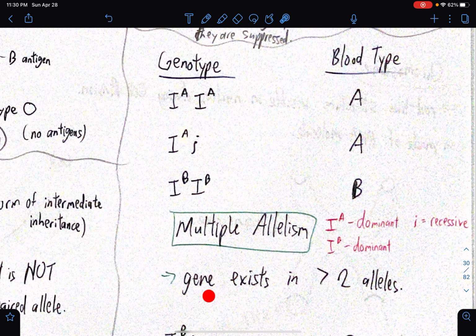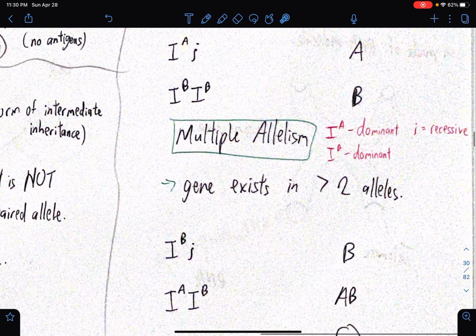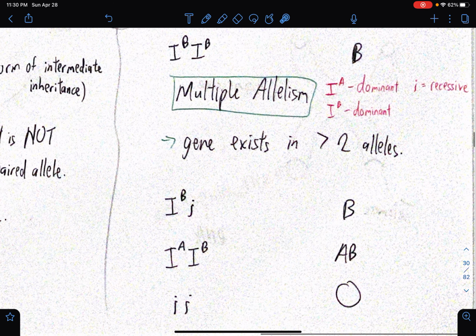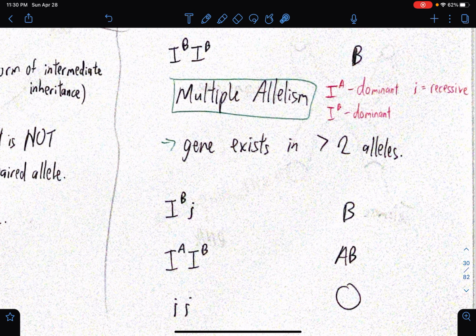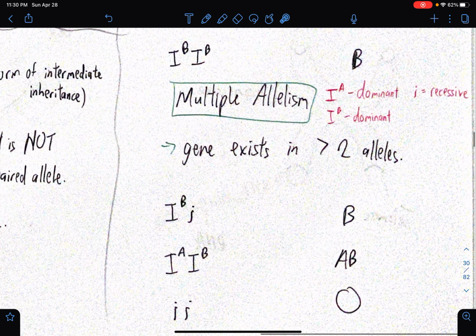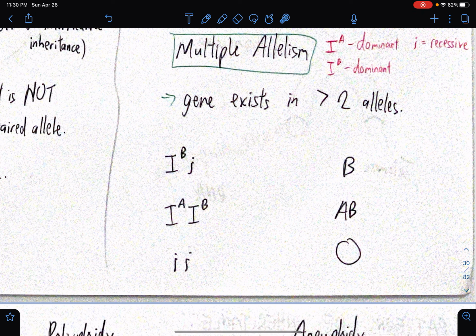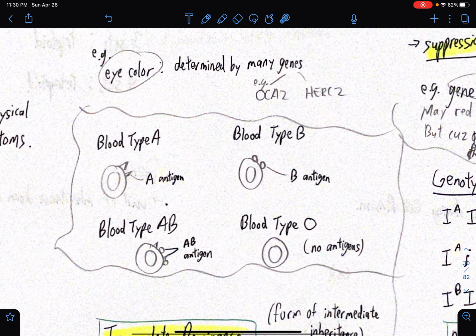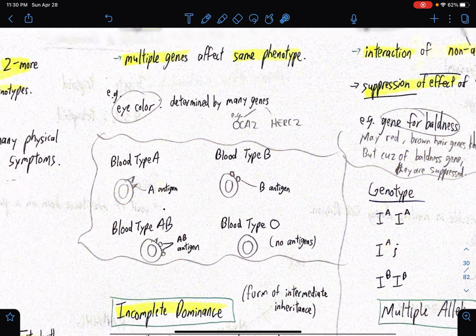So the gene of blood type A exists in more than two alleles. Alleles refer to this, I suppose. I'm not sure. You can confirm by searching on the internet. For blood type B, we have IBIB and IBi. For blood type AB, we have IAIB. And for blood type O, we have ii. So yeah, I won't explain this anymore.